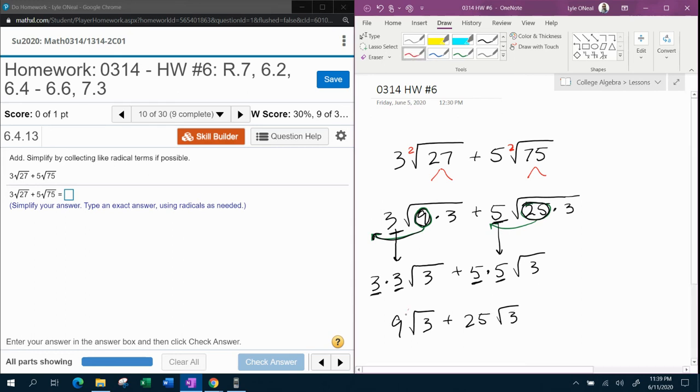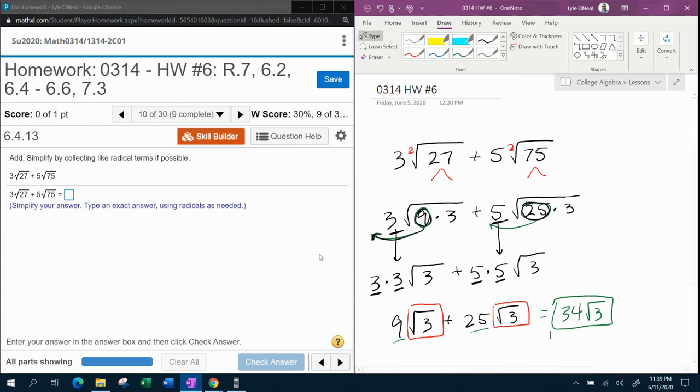And now if you look at my radicals, those are now identical. They have the same index and the same radicand, which makes these like terms. And to add radical expressions, you simply add their coefficients. 25 plus 9 is 34, and the square root of 3 comes along for the ride. So that should be my final answer.